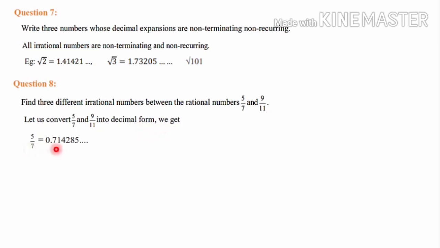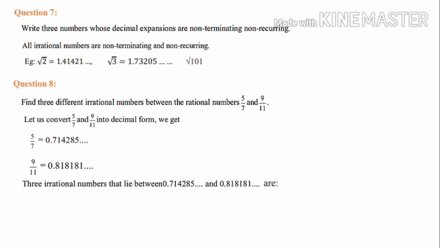You have to do the actual division. Here I did not include the actual division, but when you send the notebook copies, it must be done in your notebook. You have to divide 5 by 7. When you divide 5 by 7, you will get 0.714285. I repeat, please don't simply copy this answer. You have to do it in your notebook. Then next one, 9 by 11, if you divide, you will get the answer as 0.818181, etc.